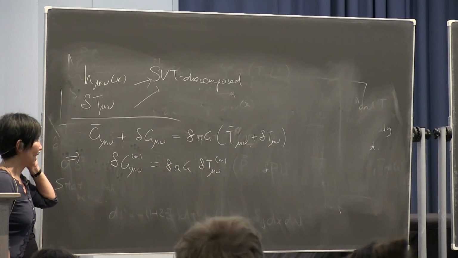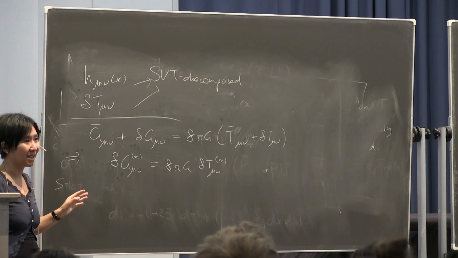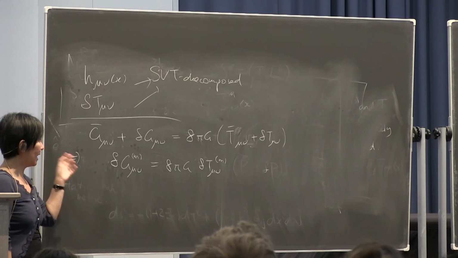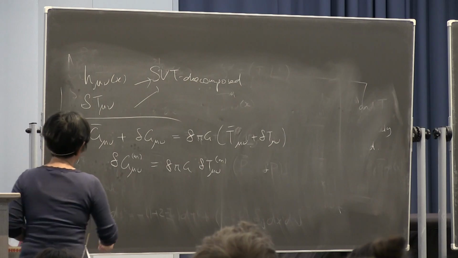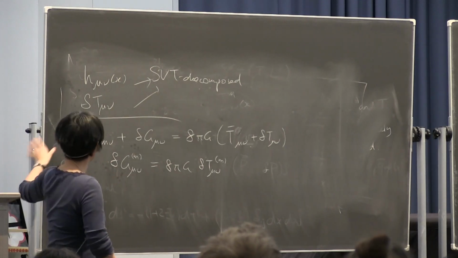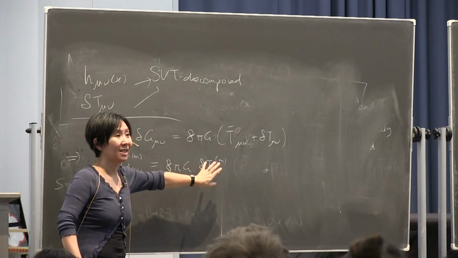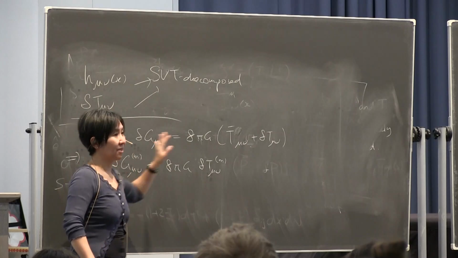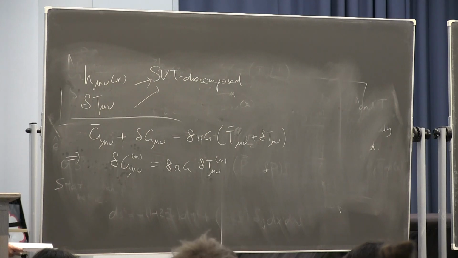Okay, so that's really the reason why we even do SVT decomposition to begin with. It wouldn't even make sense to do SVT if I had a huge amount of mixing between scalar, vector and tensor. So at linear level, there's no mixing between the modes. All the scalar perturbations enter into the Einstein tensor and they would only respond to scalar perturbations in T mu nu. Vector versus vector, tensor versus tensor. Okay, so that's the power of the SVT. You can really neatly separate out these different modes.